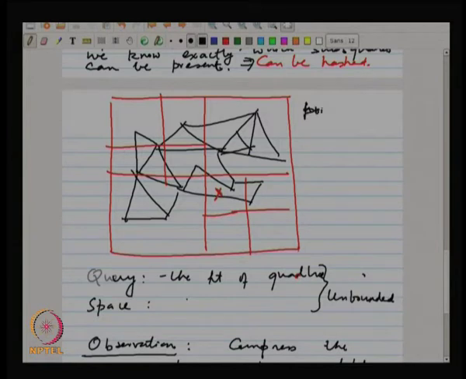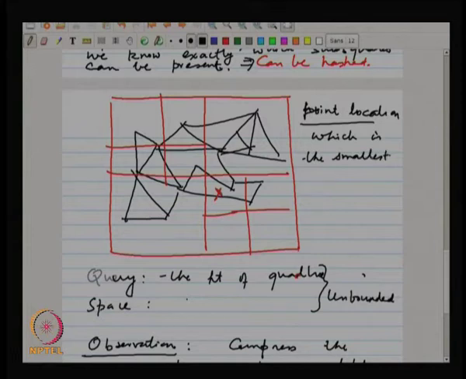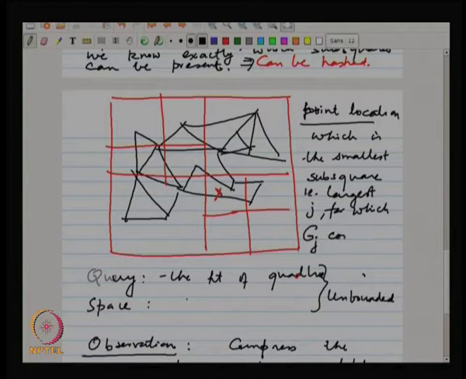So a point location query is of the following kind: which is the smallest subsquare, which is basically which grid level, the largest j for which Gj contains P. So a search in this quadtree essentially amounts to finding the smallest square that contains this point. And how are you going to find this?